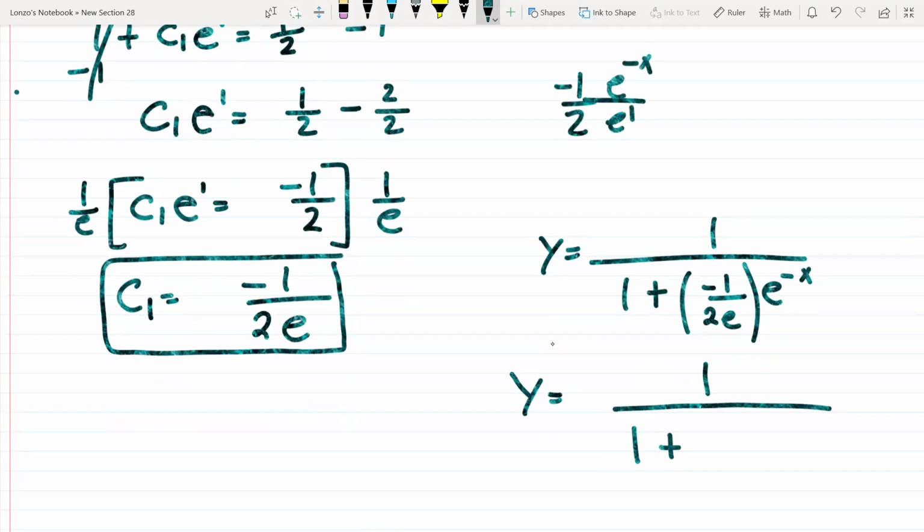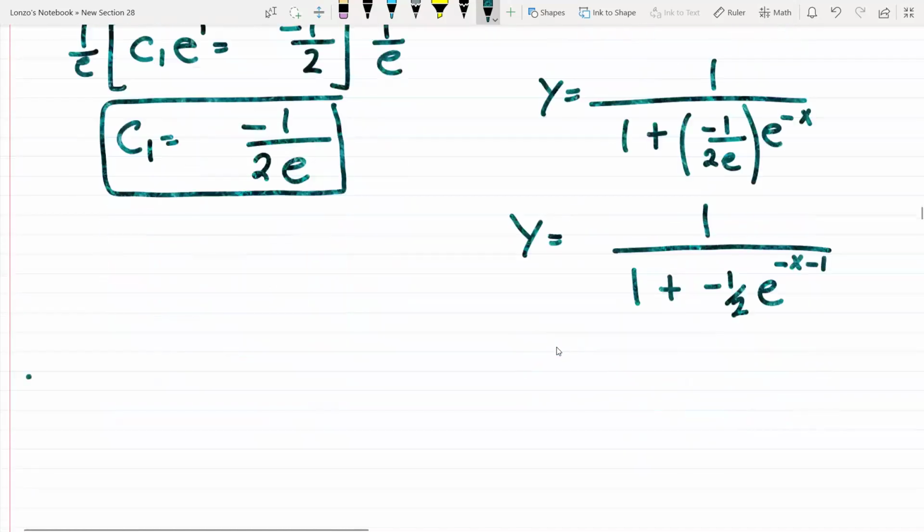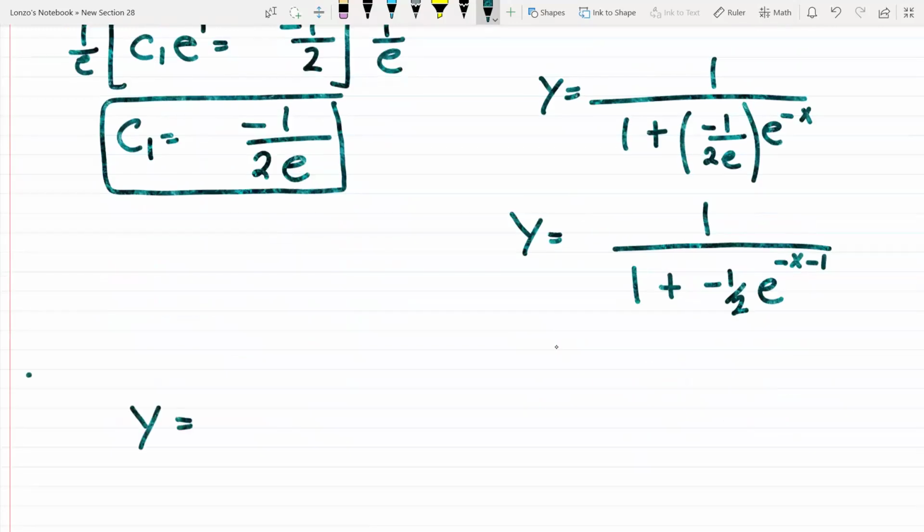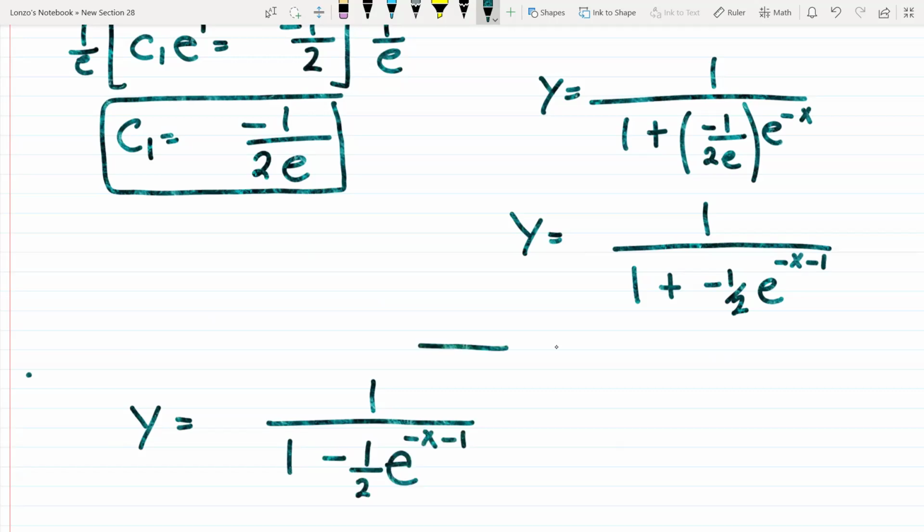So remember, when you're dividing with the same base, you subtract the powers. So this e to the negative x over e to the 1 is the same thing as e to the negative x minus 1. So this is going to be minus 1/2 e to the negative x minus 1. Okay, so if you want to clean this up, it would be y equals 1 over 1 plus minus 1/2 e to the negative x minus 1. Okay, so that is your final answer.